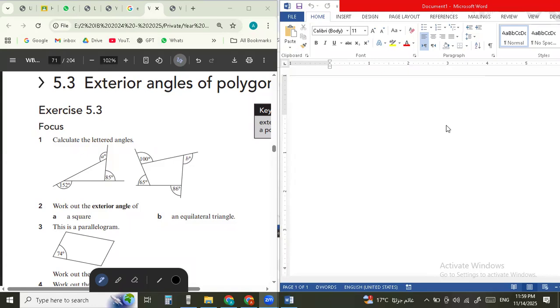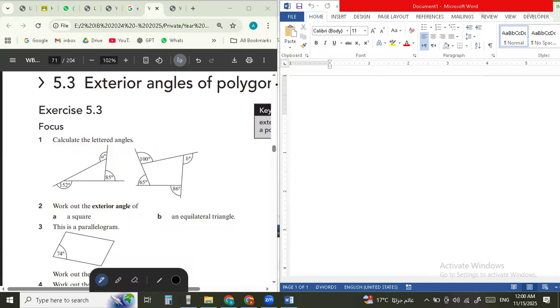And in today's video, we are going to discuss lesson 5.3, which is all about exterior angles of polygons. All right, the first question says, calculate the lettered angles. Here they're asking for angle A. Definitely I cannot find angle A in one step. I need to use the angles that are given to us over here.